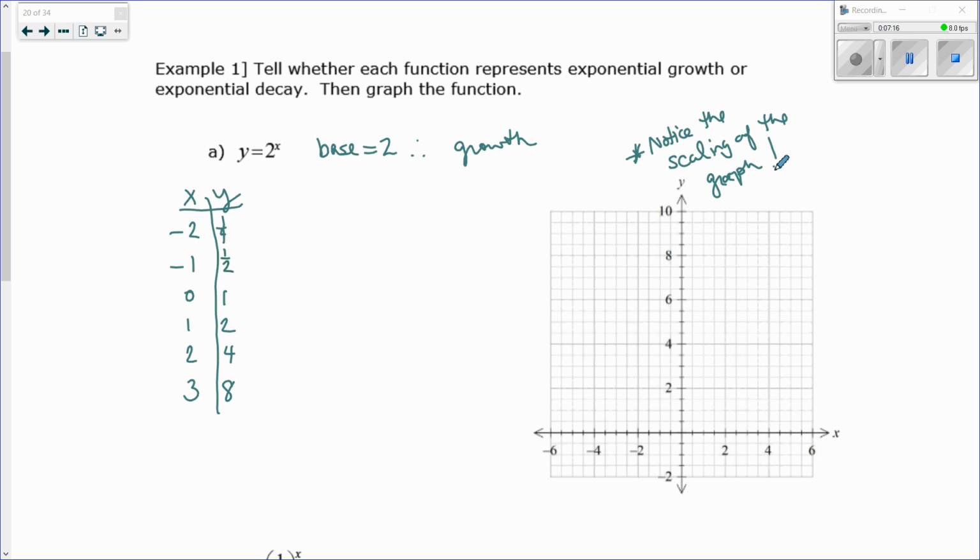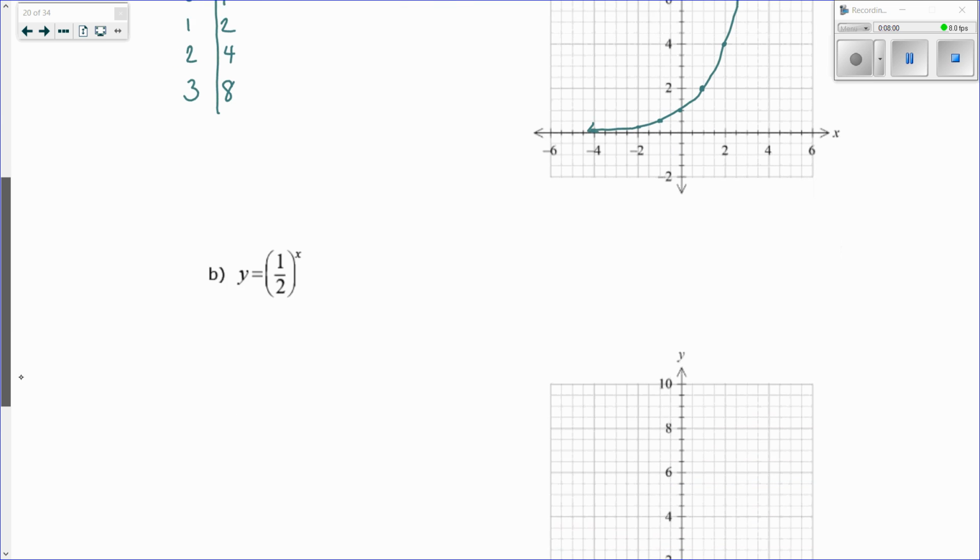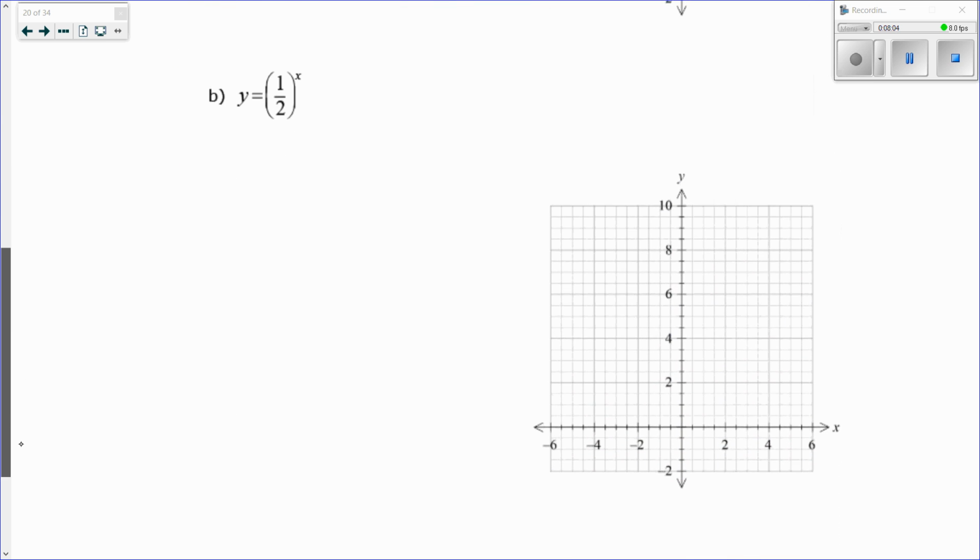So notice the scaling of the graph. Careful. So at negative 2, each mark is a half. So at negative 2, I'm at a quarter, I'd have a point down here. At negative 1, I have 1/2. At 0, I have 1. At 1, I have 2. At 2, I'm at 4. And at 3, I'm at 8. And then I'm going to connect my points best I can to make the nice curve I can make. And I have y equals 2 to the x. Not too bad, right? Exponential graphs are actually pretty easy to graph. Again, pay attention to your scaling.